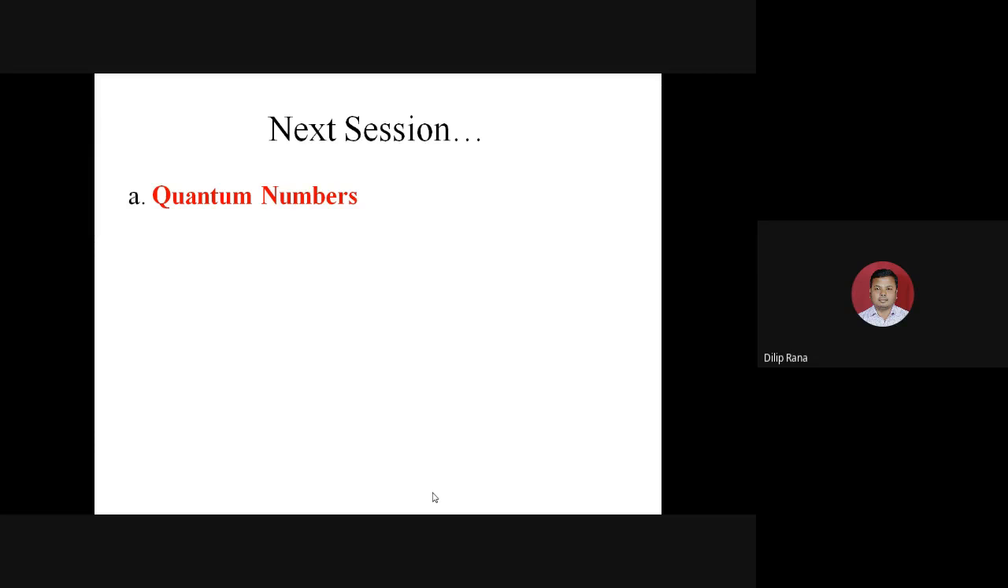The radial wave function, when we determine it, gives information about n and l. n is the principal quantum number and l is the azimuthal quantum number. Whereas when we determine the angular equation, it gives both l and m. l is again the azimuthal quantum number and m is the magnetic quantum number. Then the last one is energy. Energy is determined separately by taking this equation.